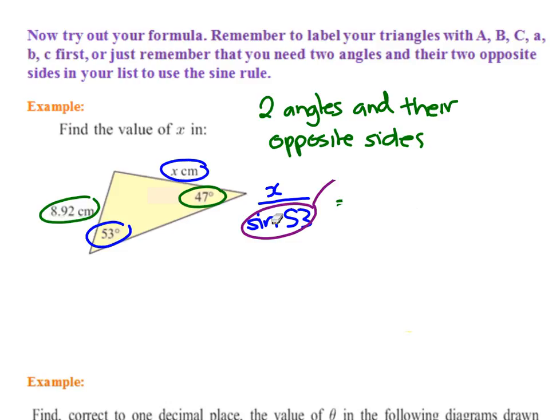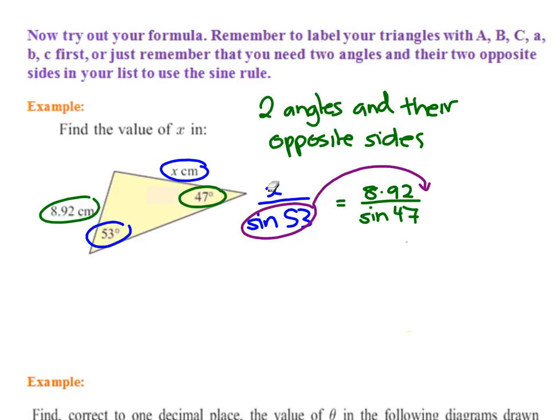So x over sine 53, notice that I've got them in blue because they're opposites. We're looking for x, so put x, the length, on the top, is equal to 8.92 over its opposite angle, sine 47. So it has to be green over green, blue over blue, for example, and these colours have to be opposite each other. And then upon doing this, it's just an easy thing.